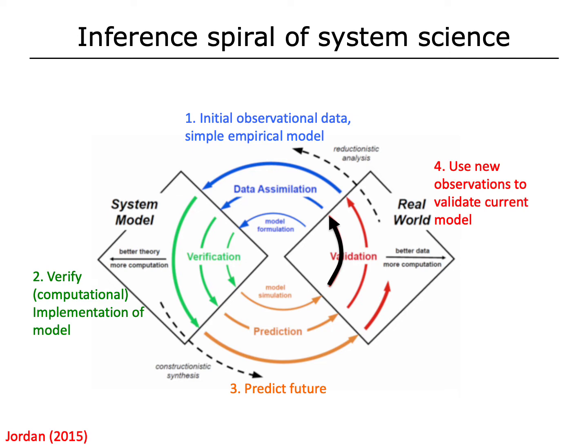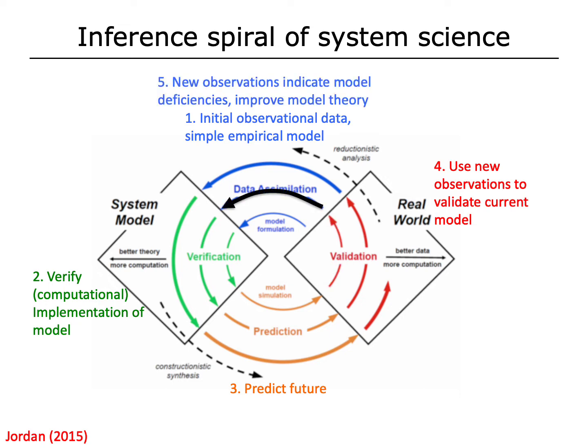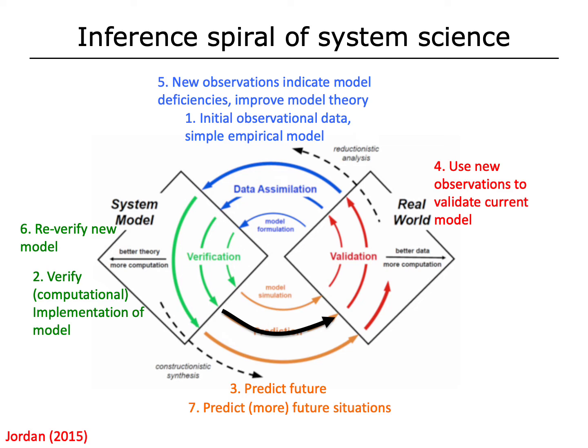And then we make use of new observations to validate that current model. That's in an ideal context where we have true prospective validation. Those additional observations indicate some deficiencies in the model, either significant or minor, that allow us to improve the overall model theory or make adjustments to its underlying parameters. And then we proceed round this spiral again, where we need to re-verify the new model, predict more future situations, and make use of more observations.